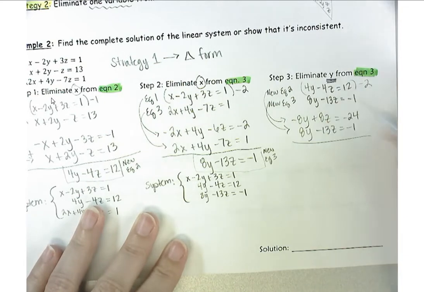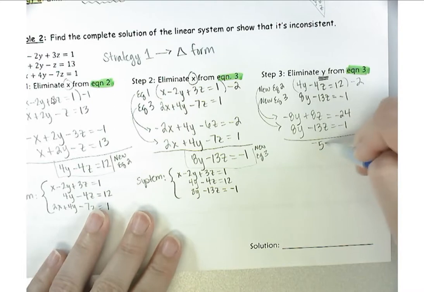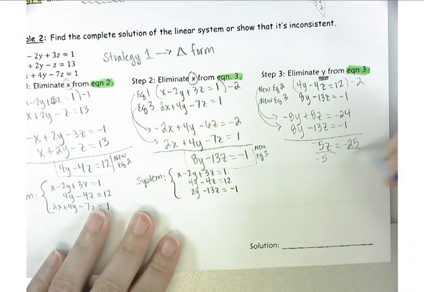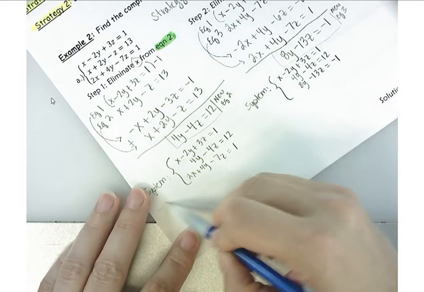My bottom equation is staying the same. So 8 minus 13 is negative 5. Negative 24 minus 1 is negative 25. Okay, and your z value will be 5. So what that does is it creates your triangular system.